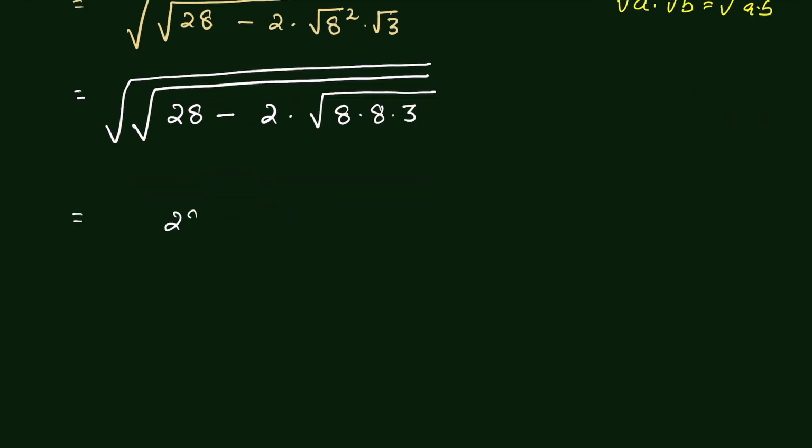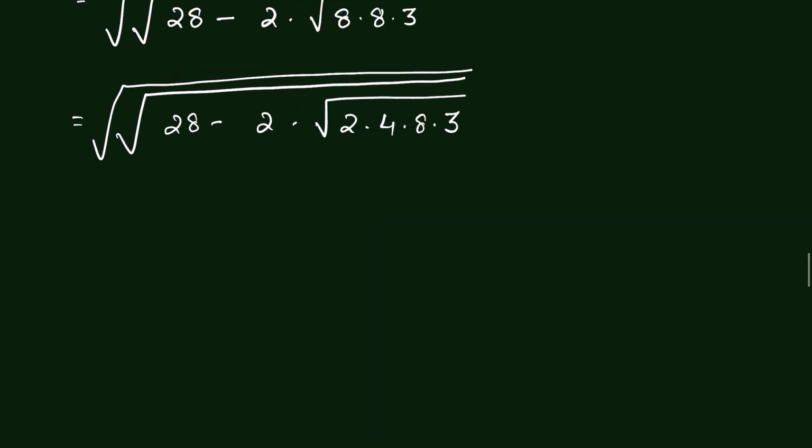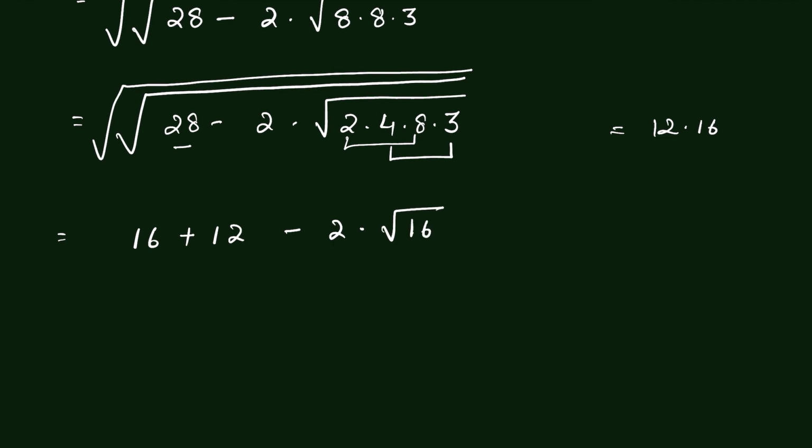Again 28 minus 2 times, here 8 we can break down as 2 times 4, then times 8, then times 3. Now if we multiply, 4 times 3 equals 12 and 2 times 8 equals 16. So we can write it as 12 times 16, and 28 we can write as 12 plus 16 or 16 plus 12, whatever you like. So we write 16 plus 12 to make it simple, then minus 2 times square root of 16 times square root of 12, because if a times b under square root, this also can be written as square root of a times square root of b, then all under square root.